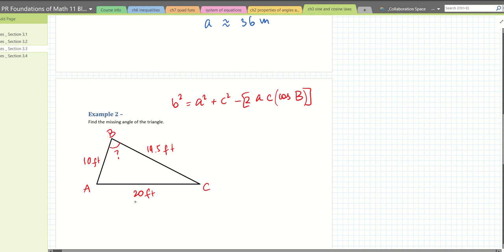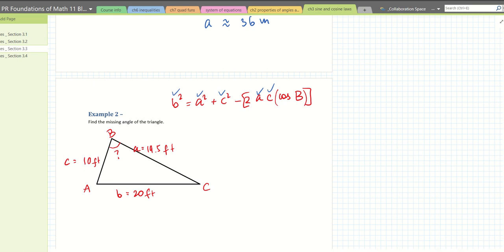So let's label our sides to complete this. So this is our lowercase b. This is our opposite. So this is our A, and this is C. All right. So we know all the sides. So we know all of these guys, right? We know this, we know this, we know that, we know this, we know this. The angle B is the only unknown. So we need to take this whole expression and solve it for the angle B.